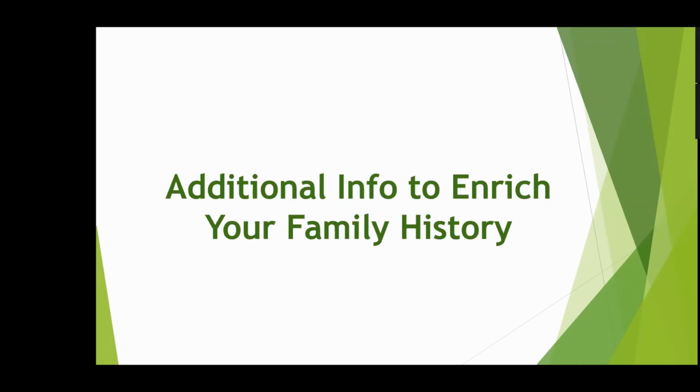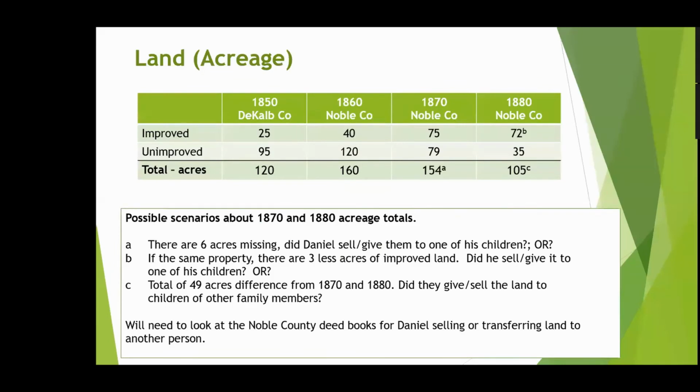And again, like the previous example, where did he sell it? Did he go to a market or whatever? And so basically here I'm doing about the land bit. He had 120 in 1850. And then he had 160 in Noble. Up to 1870, he lost 6 acres.